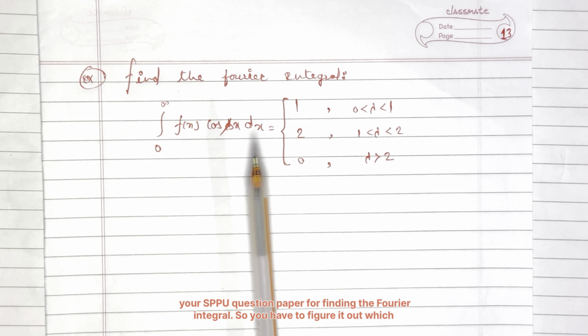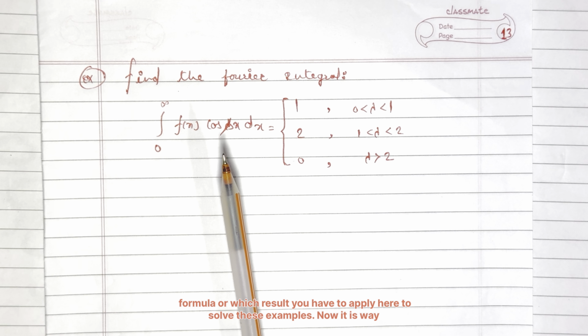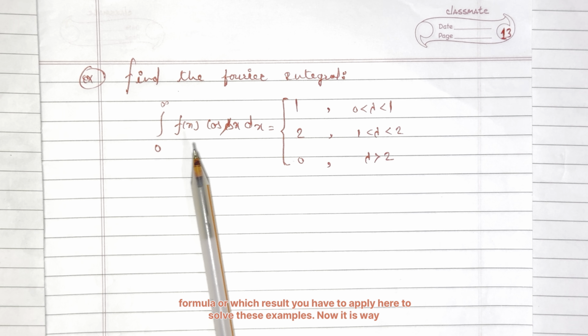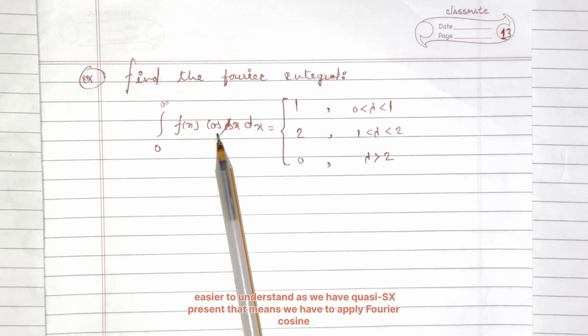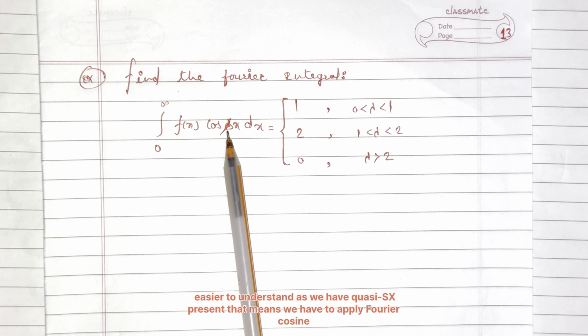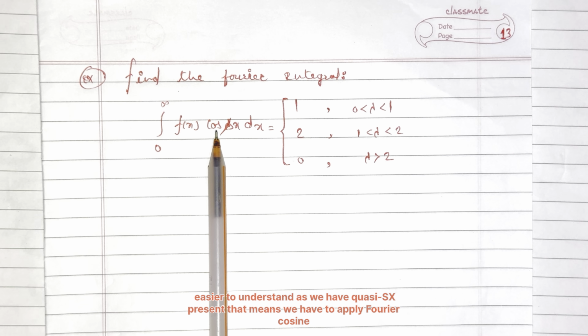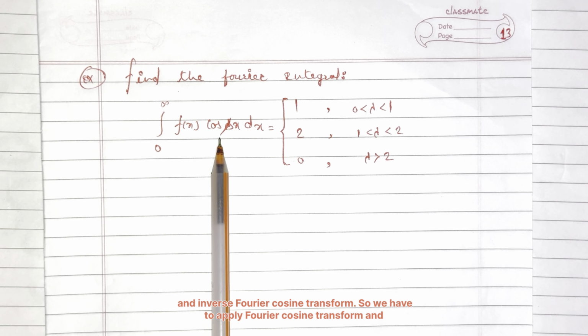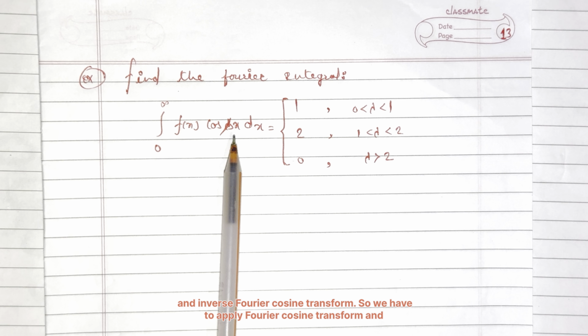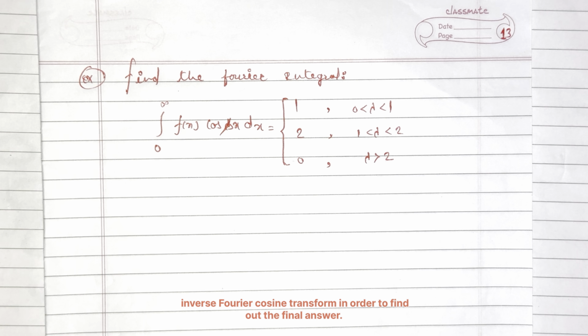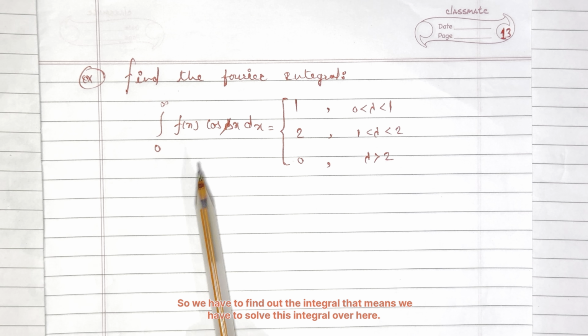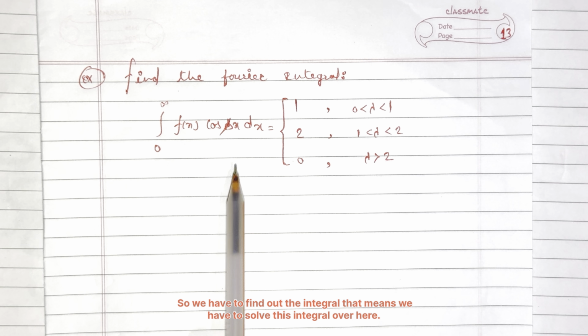You have to figure out which formula or which result you have to apply here to solve these examples. Now it is way easier to understand as we have cos sx present. That means we have to apply the Fourier cosine transform and inverse Fourier cosine transform in order to find the final answer. So we have to find the integral, that means we have to solve this integral over here.